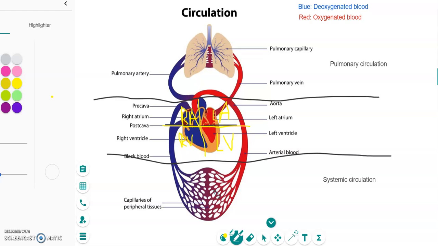The blood will go to your cells and your tissues, and then they'll be used to respire, and the whole process starts again. So that's just a general, basic concept of the circulation of blood.